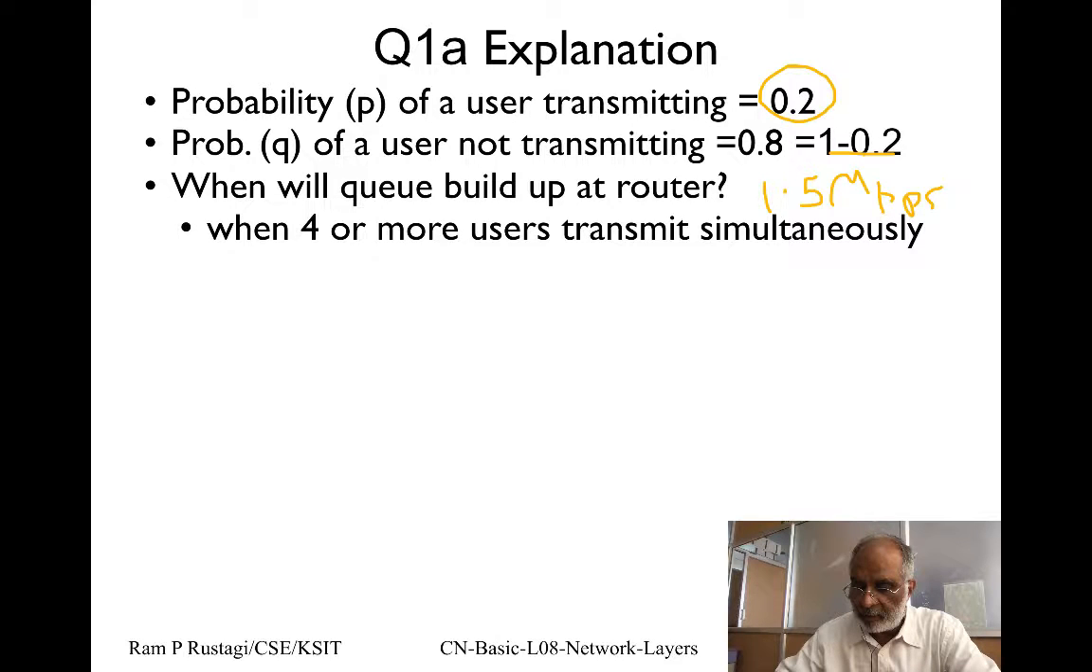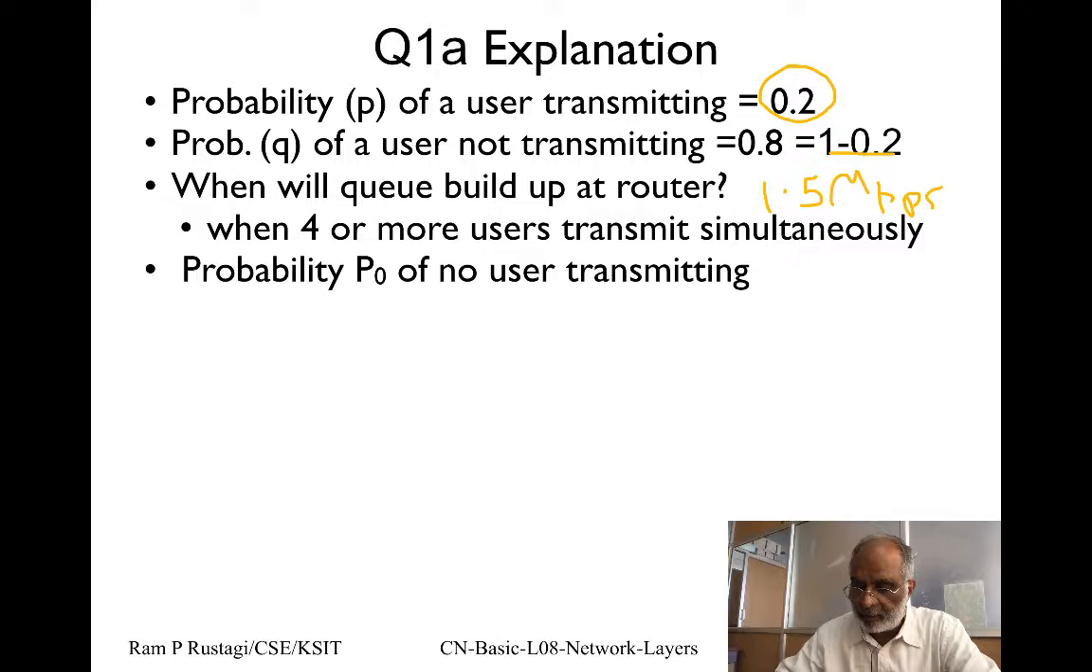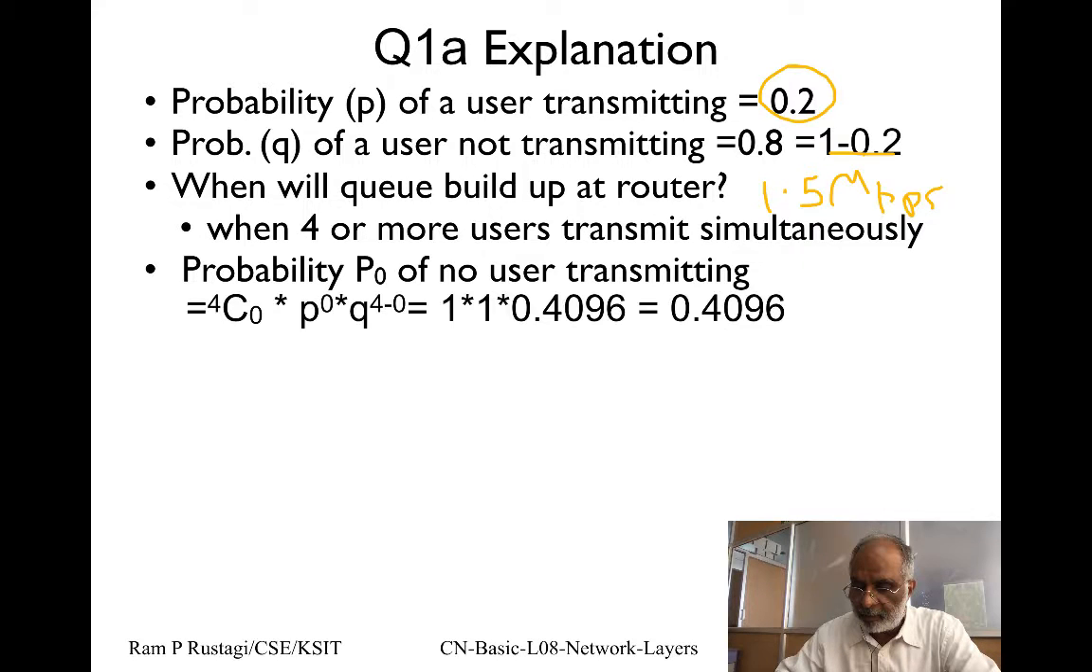So let's look at how we do that. Queuing occurs when 4 or more users transmit simultaneously. Now you can work it differently. You can look at the probability of the 4th user transmitting, and that would give you the probability of 4 users transmitting simultaneously, and so the probability of no queuing would be 1 minus this. Or you can look at the probability of 0 users transmitting, that is no user transmitting, the probability of 1 user transmitting, the probability of 2 users transmitting, the probability of 3 users transmitting, sum them up, and that would give you the probability of no queuing on the outgoing link.